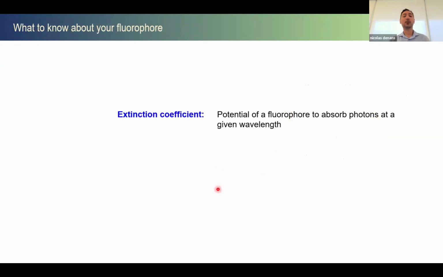All right, what property do we need to know about our fluorophore? We need to know the extinction coefficient. So what's the extinction coefficient? It's the potential for a fluorophore to absorb photons at a given wavelength. It's just like how good your fluorophore is at absorbing the photons from the excitation light.